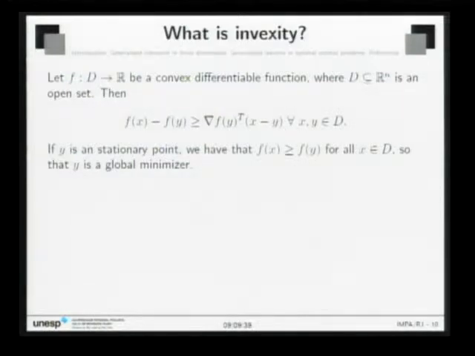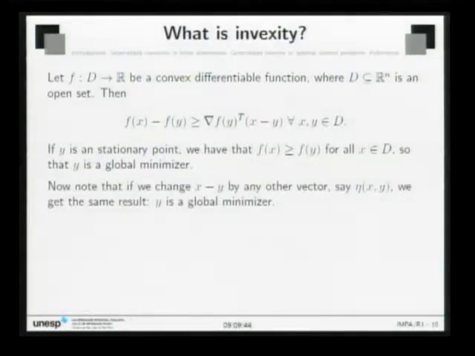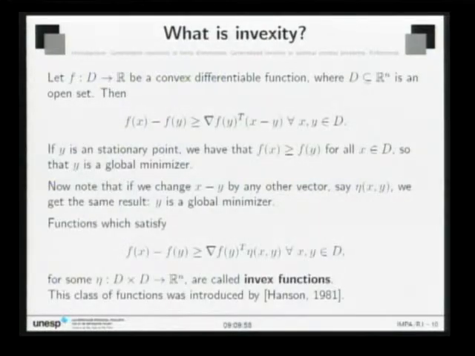But when we look at this, you see that x minus y here plays no role. So it can be replaced by a non-zero function, eta of x and y. Any function can be put in this place here, and you get this inequality. Functions obeying this type of inequality would have the same property that a stationary point would be a global minimizer.